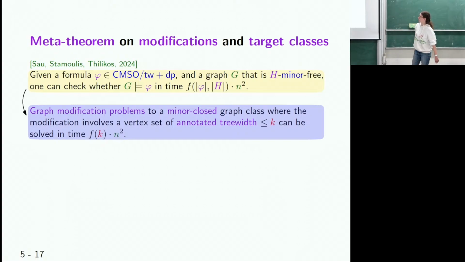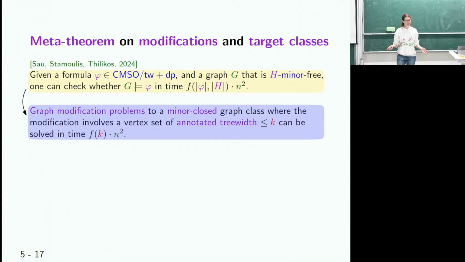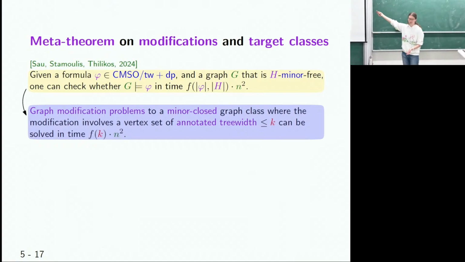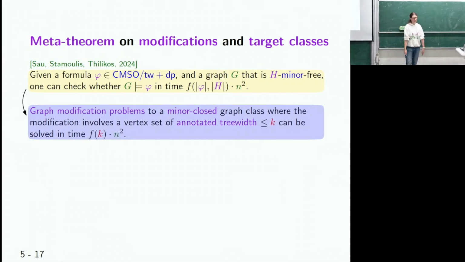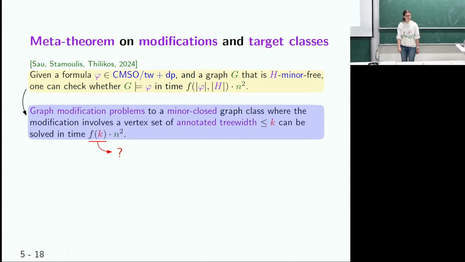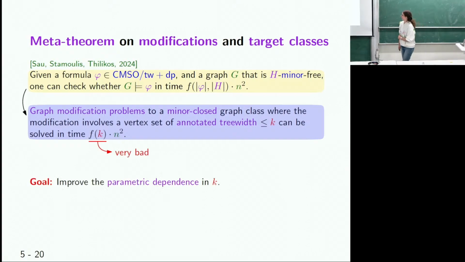Okay, so this is a super powerful result, and somehow it seems like everything is done, right? Most graph modification problems can be written like this, and so if your target class is minor closed, somehow you just know it's FPT and that's all. But still there is one problem, which is this f of k. Because what is this f of k? So this parametric dependence, we don't really know it, but it's bad. And so our goal here is to improve the parametric dependence in k.